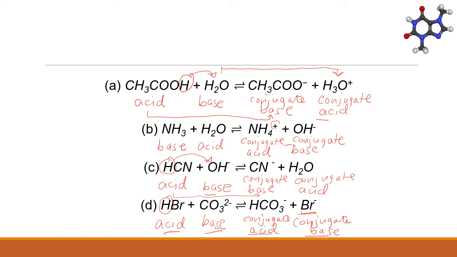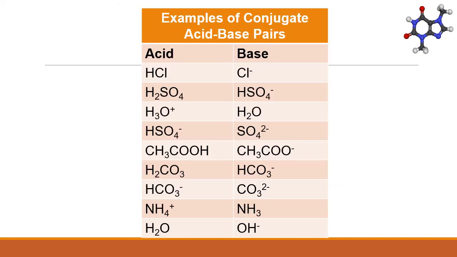Ions that are positively charged tend to be acidic. Ions that are negatively charged tend to be basic. Here are some examples of common acid-base pairs and their conjugates. Once you become familiar with these molecular formulas, you will have no problems identifying which is the acid and which is the base.